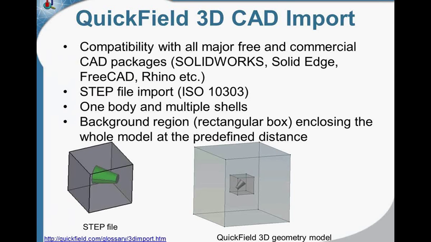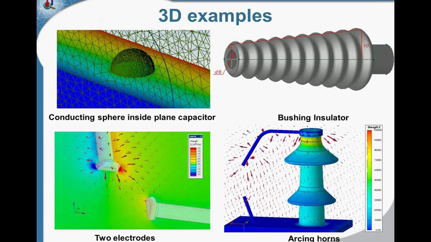A limitation of our current step import filter is that we support one body and multiple shells, but a big advantage is that you may also add the background region as a rectangular box, which encloses the whole model at a predefined distance. And these types of geometries may now be solved for electrostatic analysis.